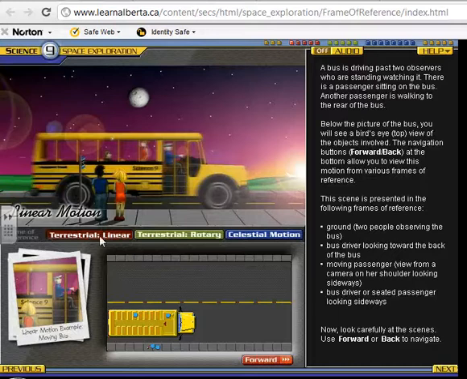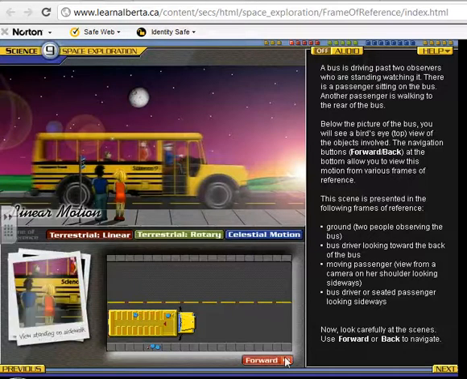So this is a situation many of us have been in. We have two people standing on the sidewalk watching as a bus that contains a driver, a walking passenger, and a seated passenger drives by. And here's the bird's eye view. Here's our watching passengers, our spectators, our driver, our walking passenger, and our seated spectator or passenger.